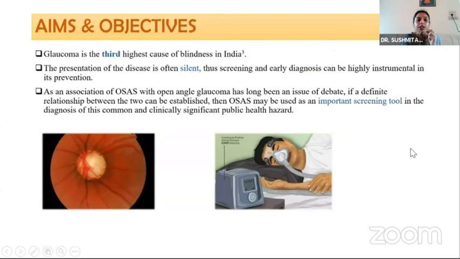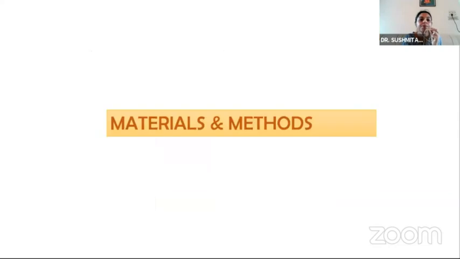So what is the aim of our study? Glaucoma is the third highest cause of blindness in a huge country like ours. And the presentation of this monstrous disease is often silent and symptomless. So if we can establish a positive correlation between OSAS and POAG, it will help us in screening and early diagnosis of this deadly disease.